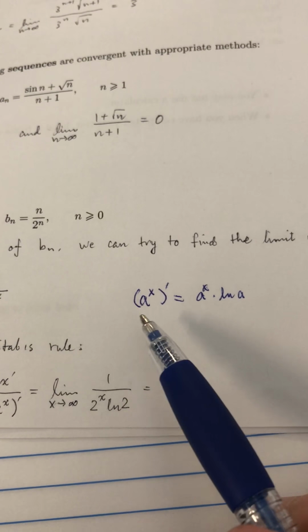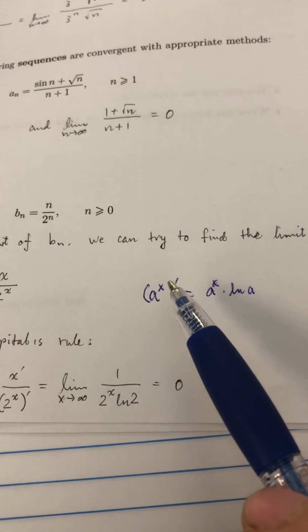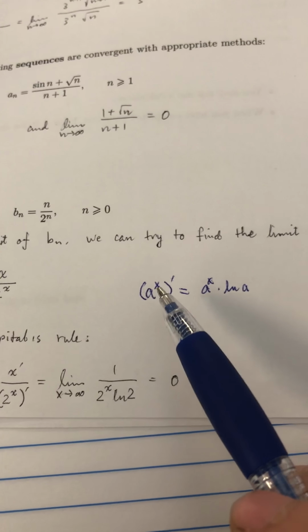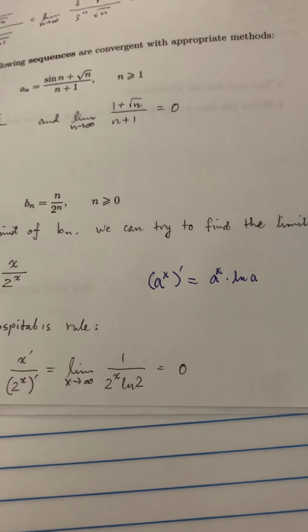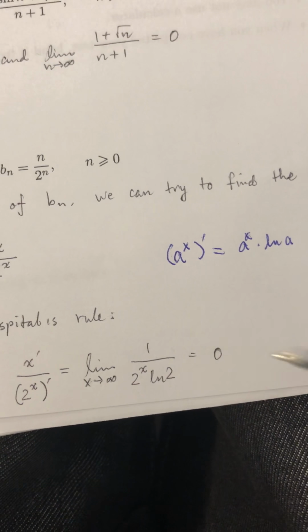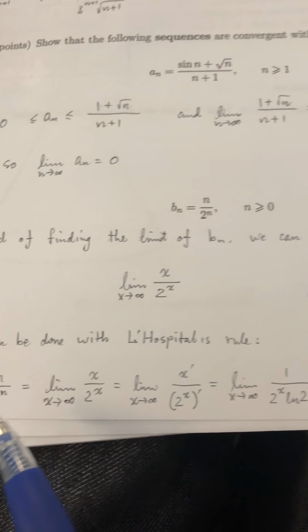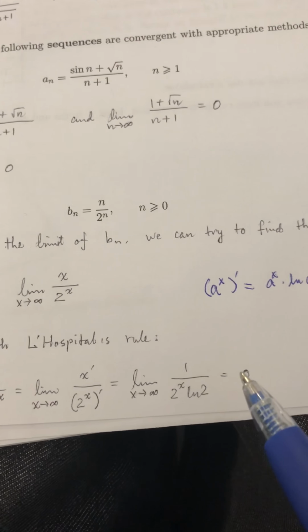Be careful, this is not a power function. It is not x to the power of something. Okay, it's a to the power of x. Now the denominator goes to infinity, so the quotient goes to 0. And that means that the limit of n over 2 to the n is equal to 0.